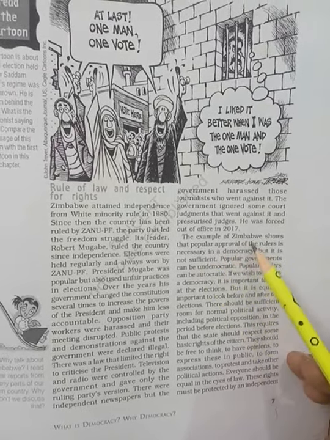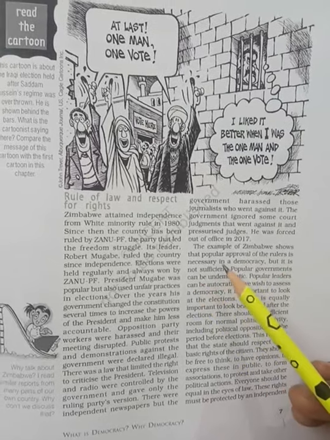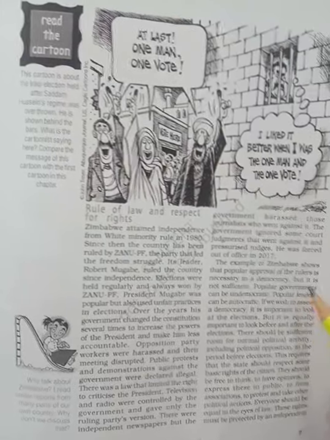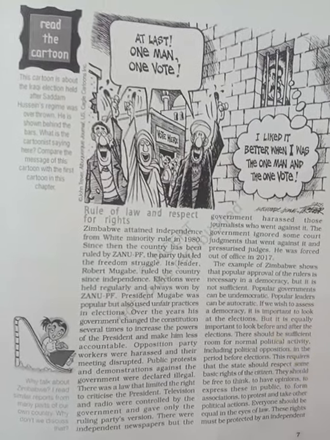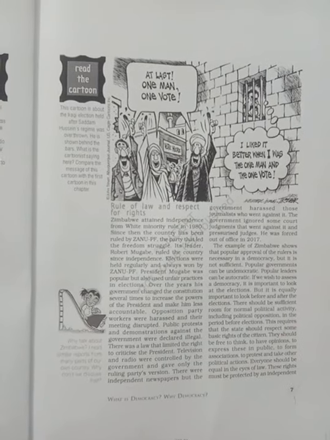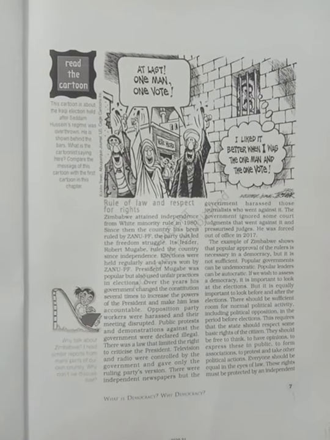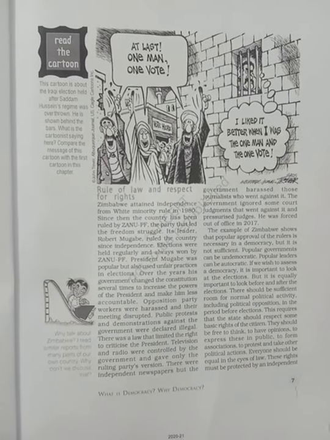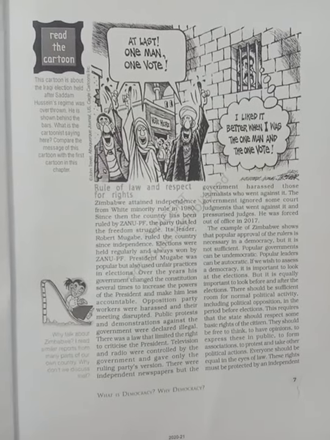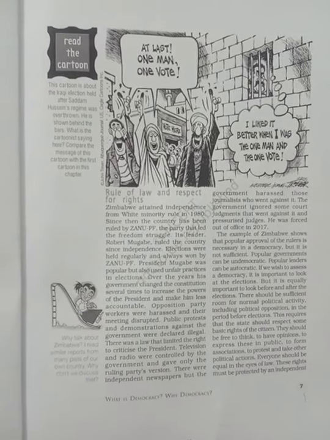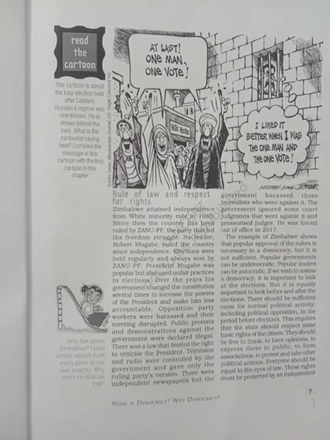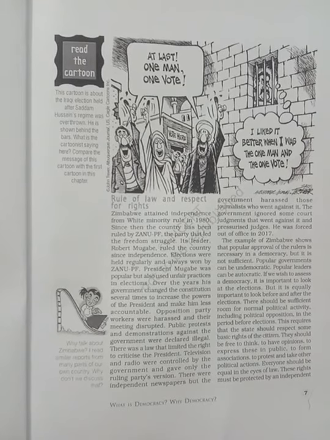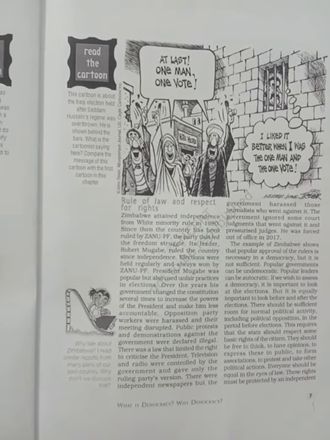So, the example of Zimbabwe shows that popular approval of the rulers is necessary in a democracy, but it is not sufficient. In the case of Zimbabwe, the people's rights were not respected because they were not allowed to do their things independently. If they did anything against the government, they were harassed. So, we cannot say that Zimbabwe was a democracy.